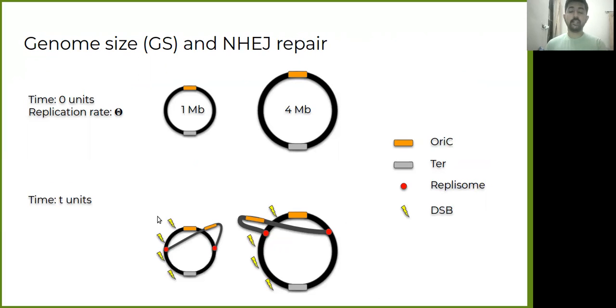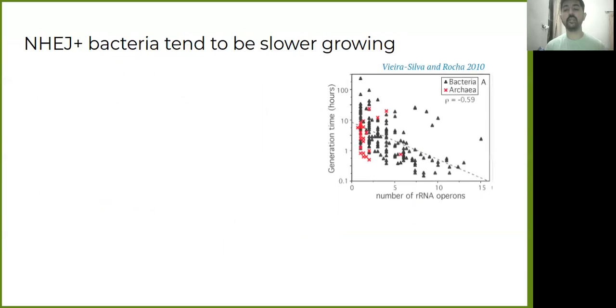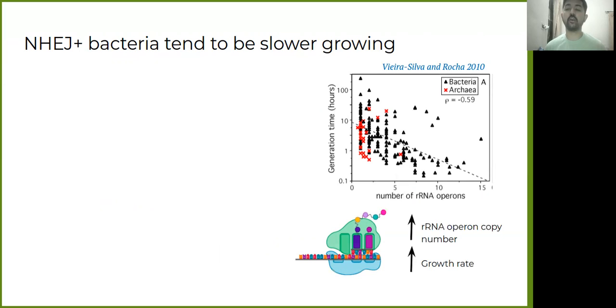What this means is that one can expect a higher selection pressure for maintaining NHEJ in organisms that have larger genome sizes. We also tested for NHEJ and growth rate association. For looking at the growth rate, we used rRNA copy numbers as proxies. There is a strong negative correlation between generation time and rRNA copy numbers. Because rRNAs are employed in protein production, that is the translation machinery, one can think of how rRNA copy numbers would be employed to achieve maximal growth rates.